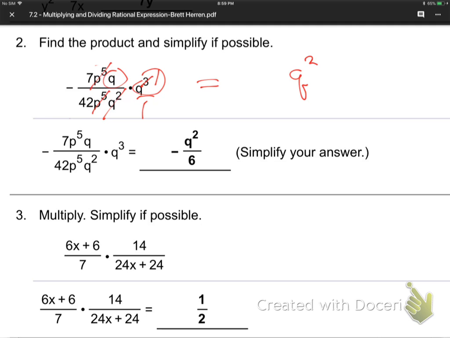And what about 7 and 42? 7 goes into 42 6 times. Leave a q in the front. There's the answer. Negative in the front, sorry. There's the answer. How are we doing? Did that make sense? Cancel stuff out there. How about number 3 there?